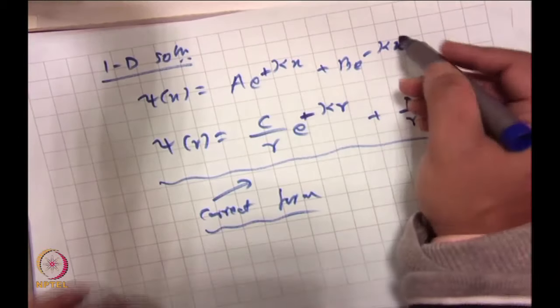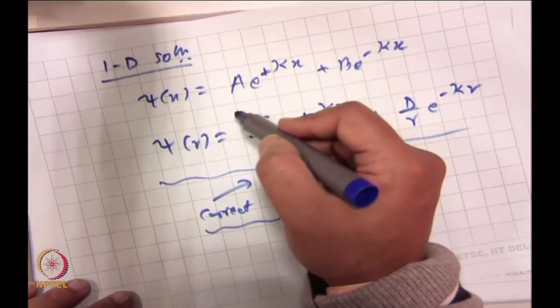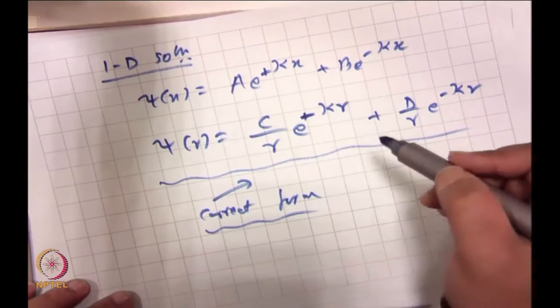But please make this correction. It is like x. Here x has been changed to r. The only thing is, in this case there was no inverse of r dependence. Here I have an inverse of r dependence. That is the only change I have in this case.